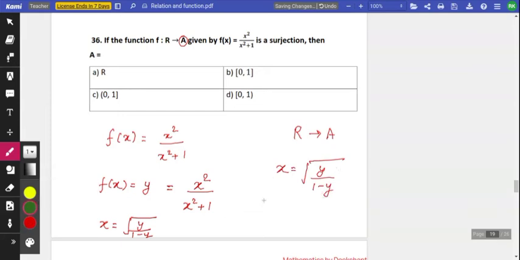The term inside the square root cannot be negative, it is always greater than or equal to 0. In this case, y cannot be equal to 1. So y is always greater than or equal to 0 and not equal to 1. So the range of y is [0, 1), where 1 is excluded. So the correct answer is option D.